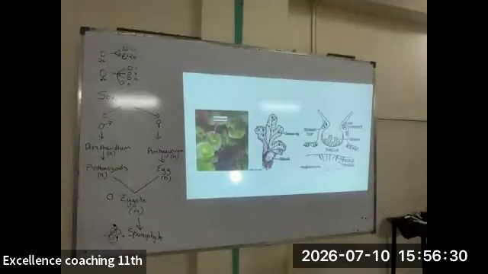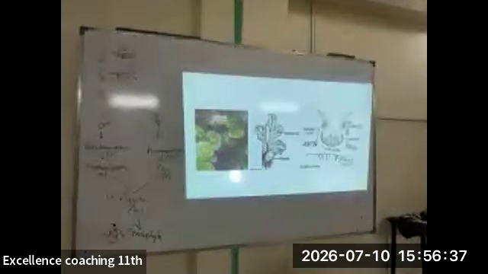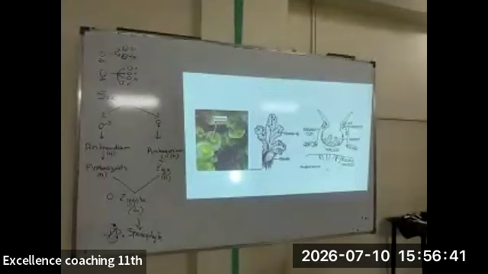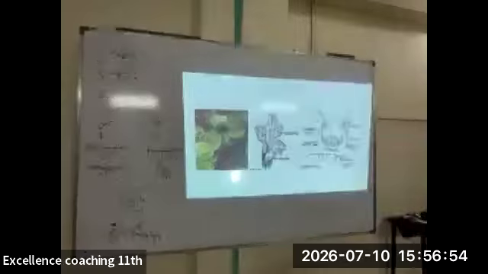Okay, so this is the gemma. These are the gemmae. You can see the gemma, which is light green in color, which you can see here. This is how it is attached. And down here, these are the rhizoids, means these are the roots. Not perfect roots. That's why we are calling them rhizoids.